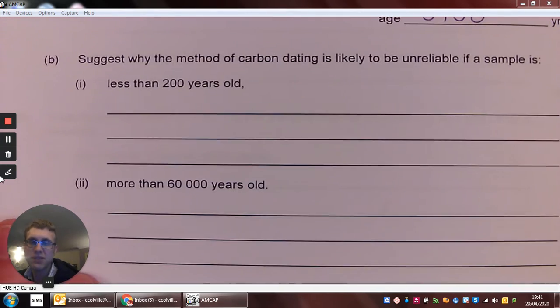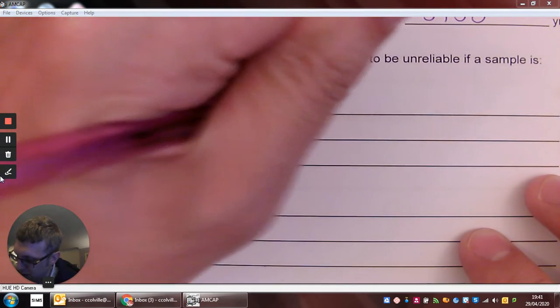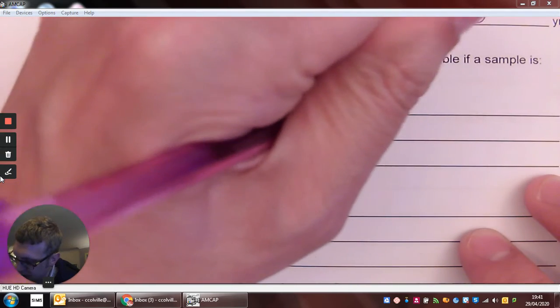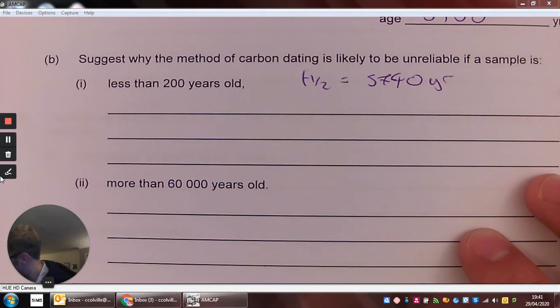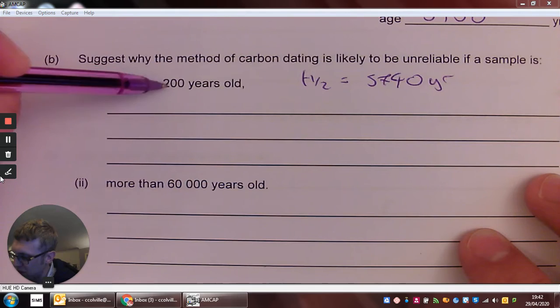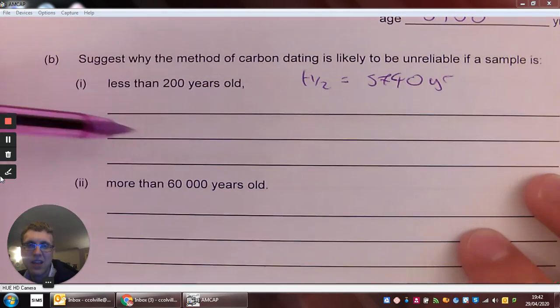So part B is a bit of an understanding thing here, right? So what we're going to remember is that our half-life for this sample is 5,740 years. And that's what's going to give us our answers here, right? So suggest why this method of carbon dating is likely to be unreliable if the sample is less than 200 years old. Well, if it's 200 years old and this is the half-life, it has barely gone through any of a half-life.